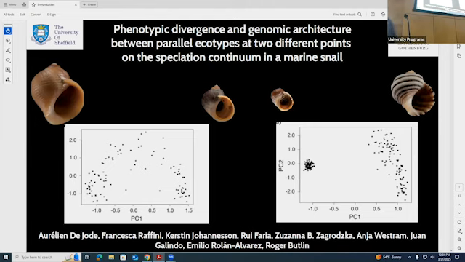Yeah, so today I'm going to talk to you about the work, or part of the work, I did during my previous postdoc at the University of Gothenburg. This is going to be mostly about genomics, speciation, and those snails that you can see here in the picture.